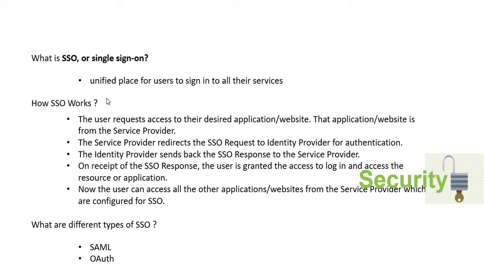How SSO works. The user requests access to their desired application or website. That application or website is from the service provider. The service provider redirects the SSO request to the identity provider for authentication. The identity provider sends back the SSO response to the service provider. On receipt of the SSO response, the user is granted access to log in and access the resource or application.